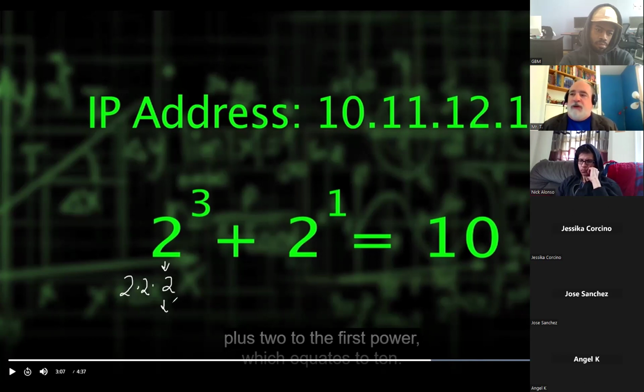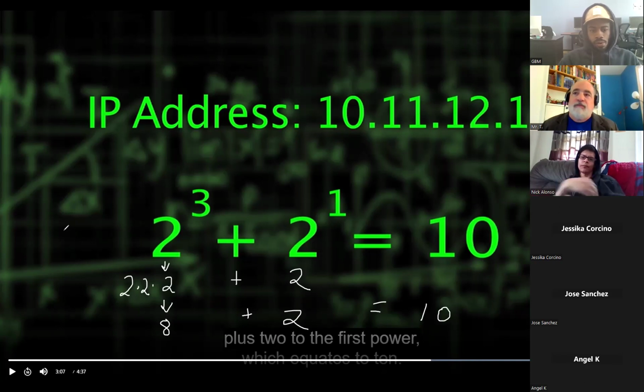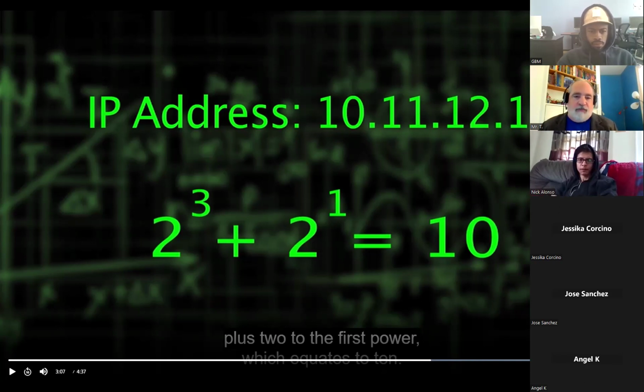So 2 to the third power is 8. And then 2 to the first power is simply 2. So 8 plus 2, and that gives you 10, right? So the computer is going to see 2 to the third plus 2 to the first, which together makes 10. Any questions on that? Good. Okay, so let me let her continue.